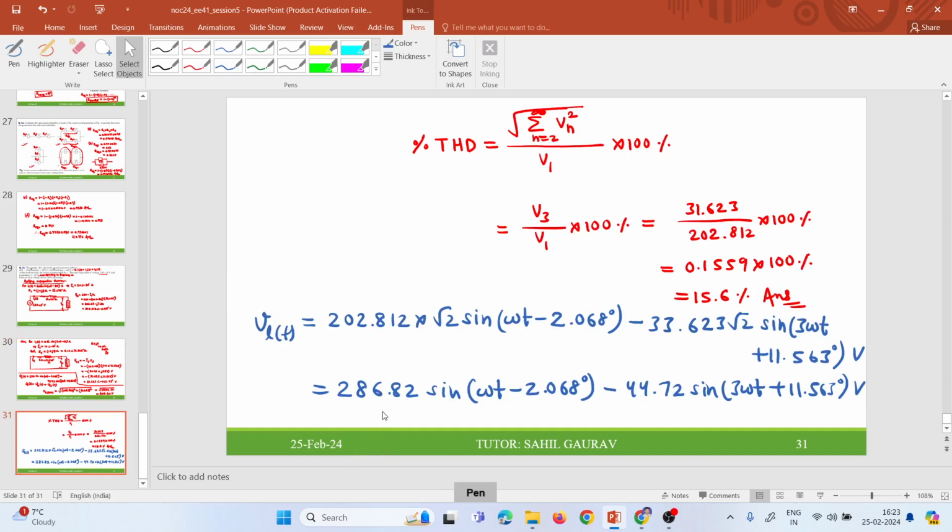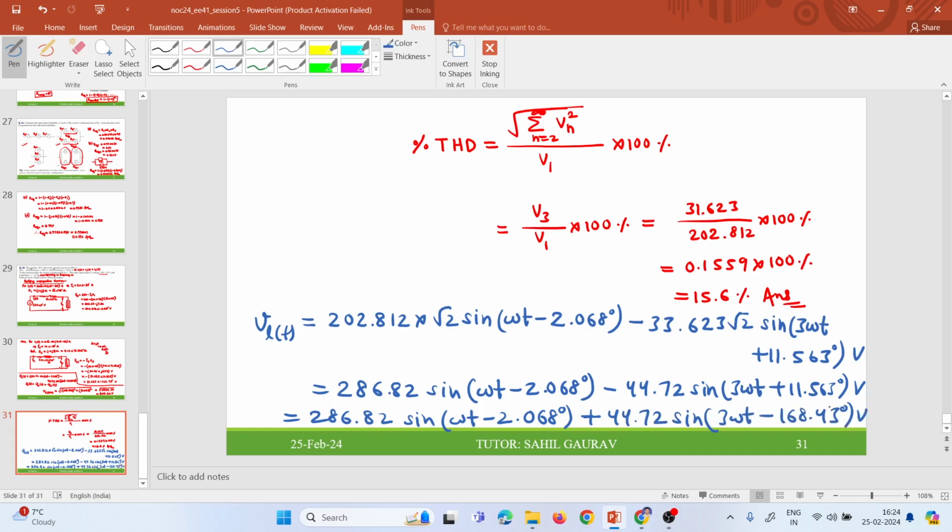You may write in this form also. 286.82 sine omega t minus 2.086 degree, taking the minus inside, plus 44.72 sine 3 omega t minus 168.43 degree volt. So you can write this.